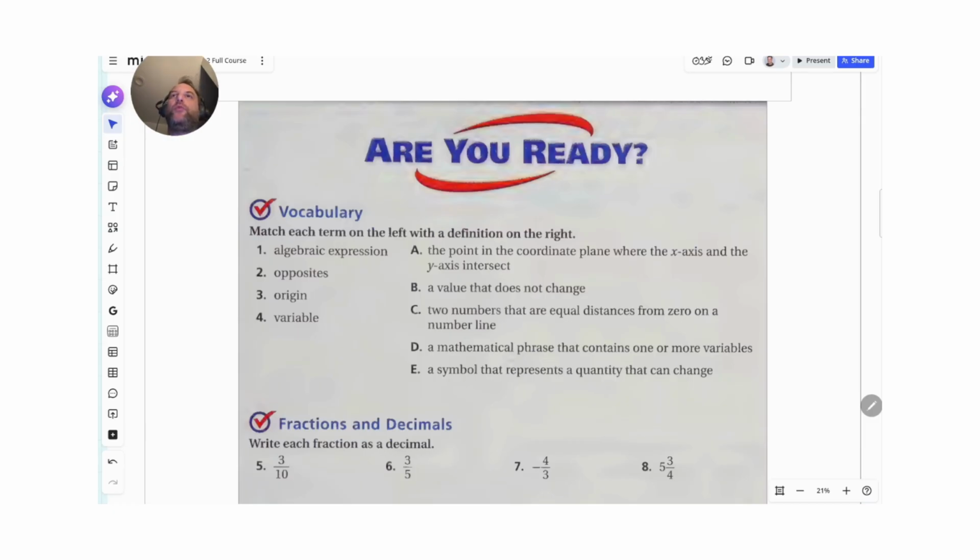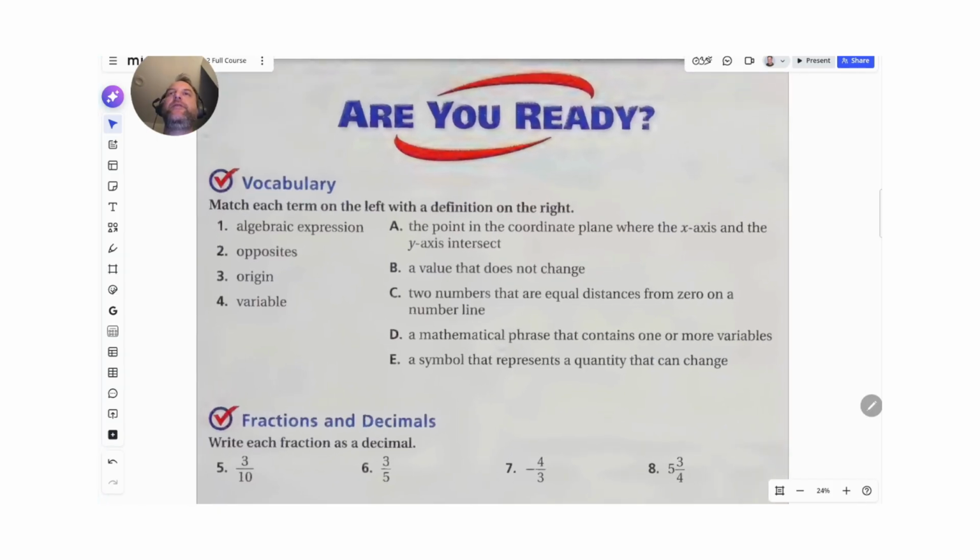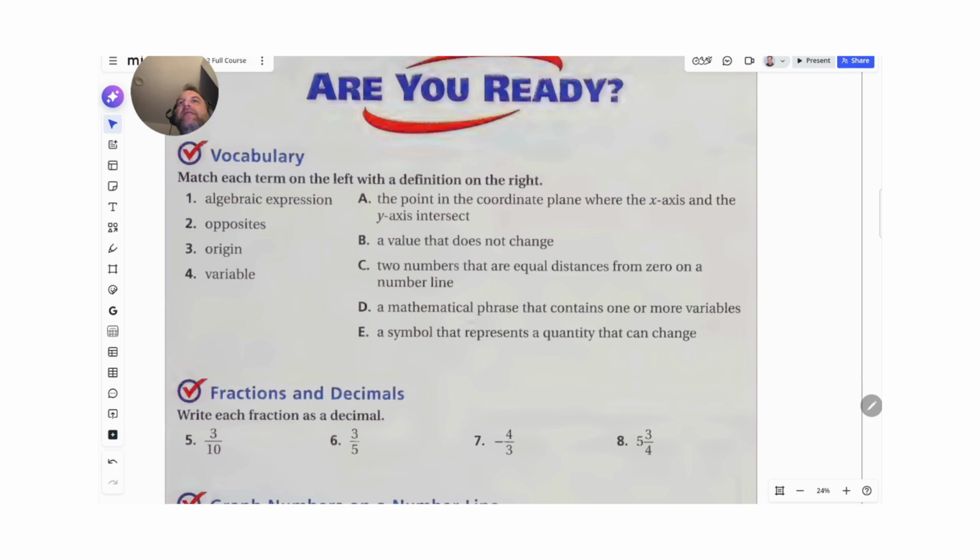All right, so: order real numbers, simplify algebraic expressions with exponents, use functions and their graphs to represent situations, explore transformations, etc. Now, before we jump into all that, we really need to make sure our number sense and prerequisite skills are ready. That's what our section is here. Are you ready? The vocabulary match is our first section. So we have algebraic expression, opposites, origin, line, variable. Let's go ahead and match our correct terms here.